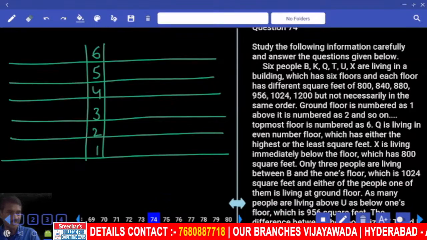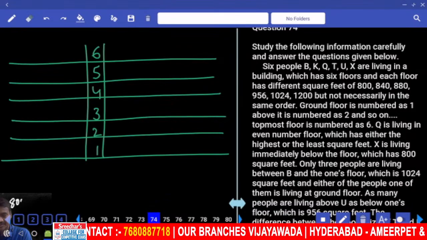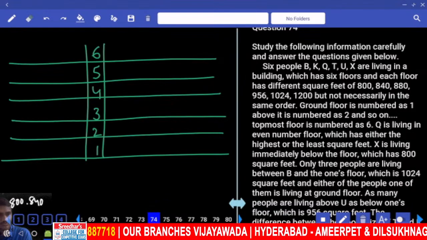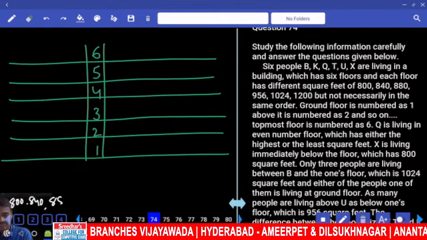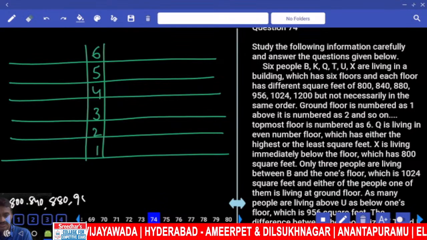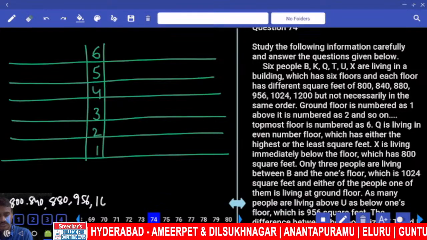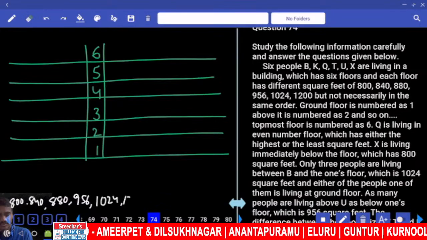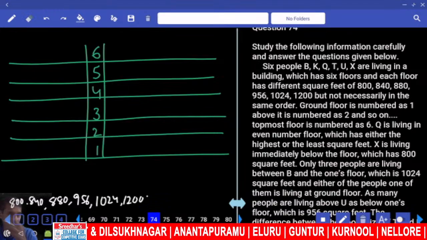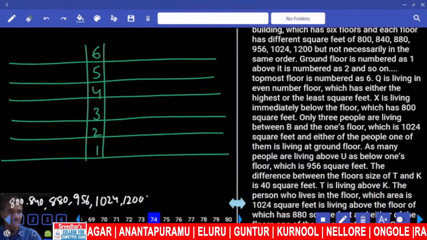And the areas are 800, 840, 880, 956, 1024 and 1200. Now these are the 6 we have. Then ground floor is number 1 and so on, up to the top one.